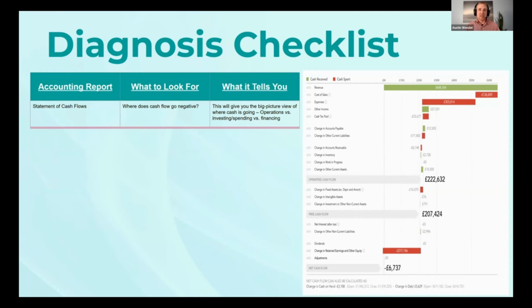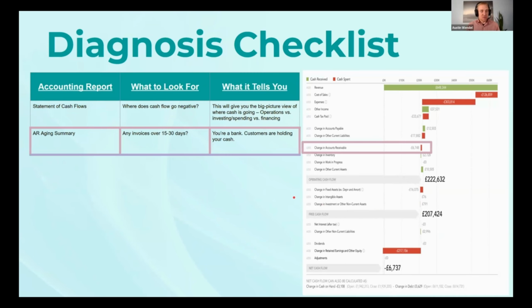So this is going to be your diagnostic cheat sheet. If you're ever unsure why cash feels tight, this is where you should start, the cash flow statement. And so what are you going to look at on it? The first thing I want to look at is the accounts receivable, and that's here, right? So change in accounts receivable.